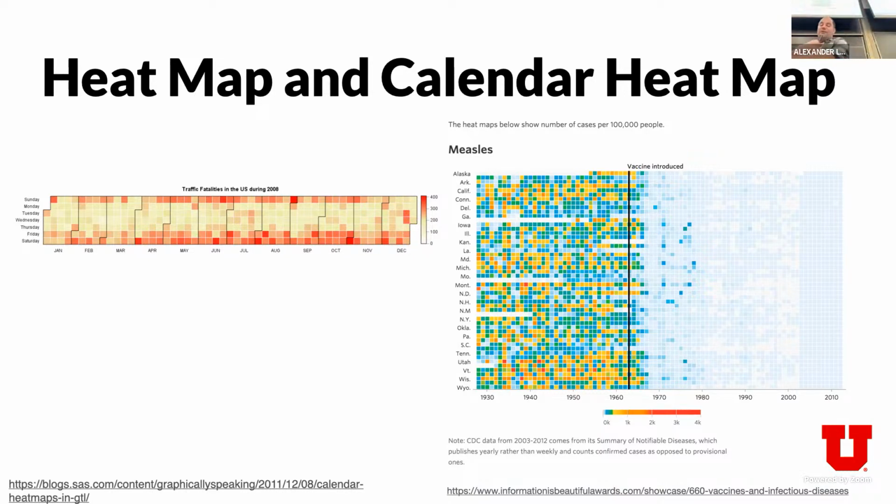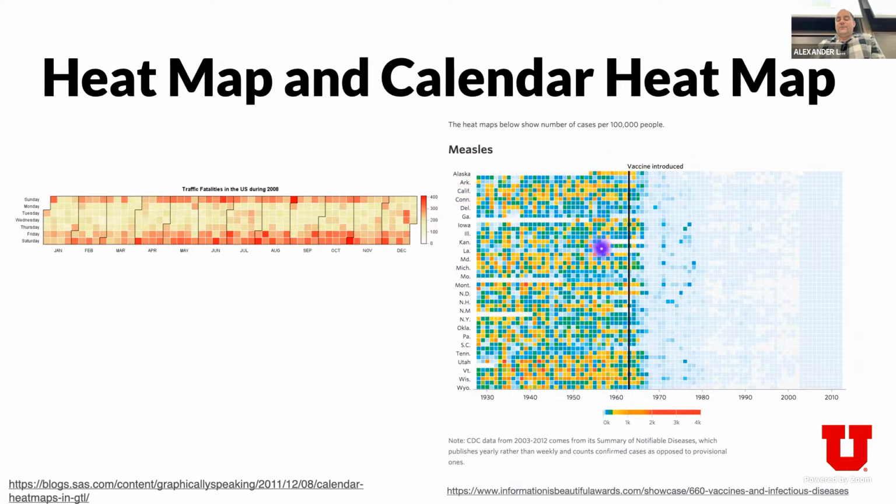And then the chart here on the right shows us a heat map over years for states. This chart actually won an Information is Beautiful award. It is supposed to illustrate the effect of vaccinations. This is about measles data from the 1930s to 2010. You have a color legend here from 0 to 4,000 cases, and then you have this listed by different states.